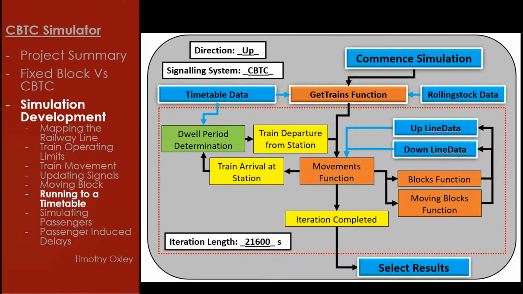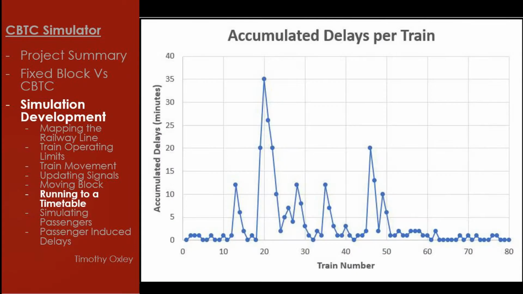Every time that a train arrives at a station, the dwell period estimator uses a timetable to determine how long the train should wait at the platform so that it does not leave earlier than its timetable departure. If it is running late, any delays are recorded as accumulated for that train, though a minimum dwell period must still occur at each station for passengers to board and depart, even if the train is running late.